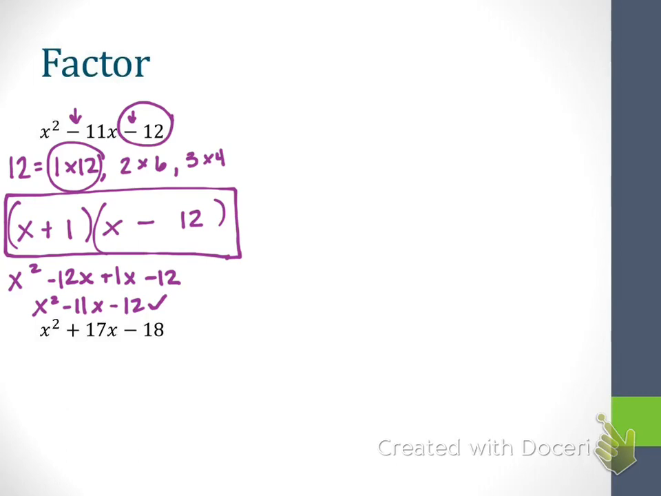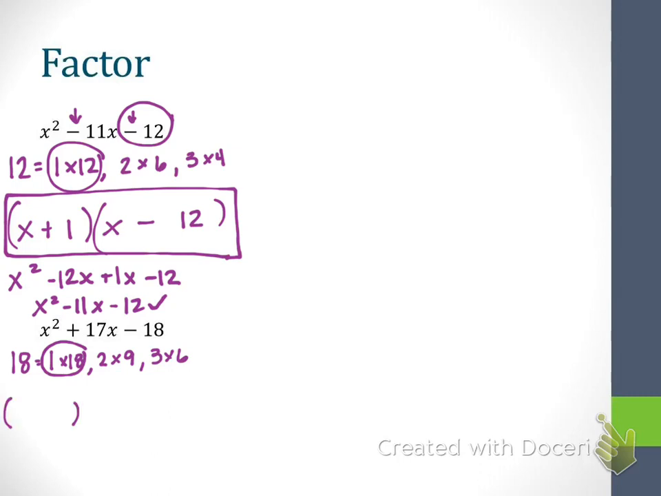Negative 18, so I know my signs have to be plus and minus right off the bat. But let's list the factors of 18. 1 times 18, 2 times 9, 3 times 6. Any other factors? Nope. So, since C is a negative number, I have to ask myself, which ones subtract together to give me 17? 18 and 1. This one just so happened to work out to be the terms with 1. That's not always going to be your case, all right?